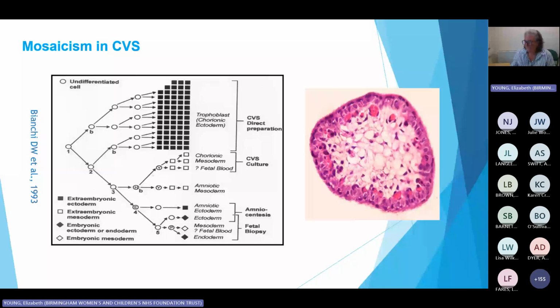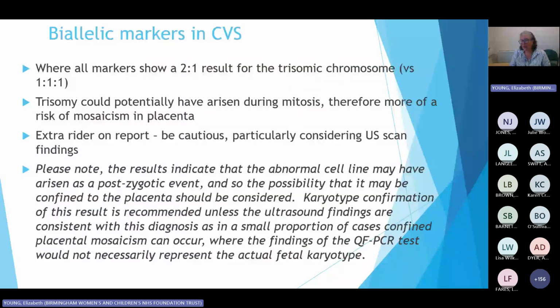So the takeaway I want you to get from this is if we have a QF PCR result where all the markers show a trisomy, but only in a 2-to-1 ratio, there is a small possibility that that's due to the trisomy being restricted to the placenta. In this situation, we would always try those backup markers as well. So it's very unusual for us to get a 2-to-1 trisomy only.